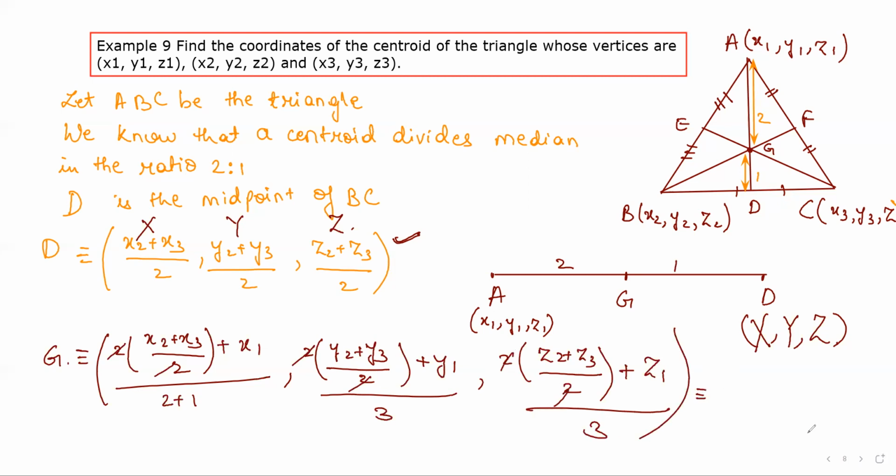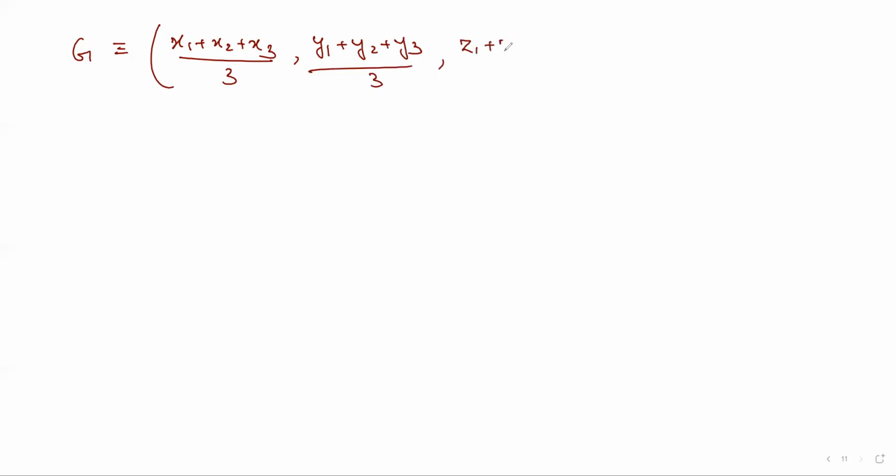You'll be left with G equals x1 plus x2 plus x3 divided by 3, y1 plus y2 plus y3 divided by 3, z1 plus z2 plus z3 divided by 3. Next.